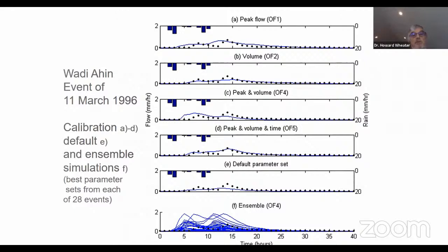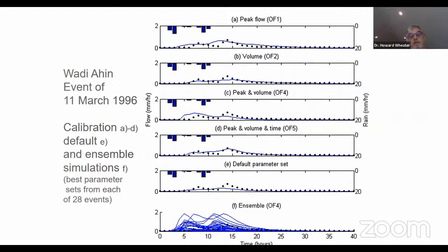This is a particular event, and we can fit a model to overland flow, to peak flow, or we can fit a model to the runoff volume. We get different parameters and slightly different results. But the bottom diagram here is probably the most interesting, because here we've got the best parameter sets taken from each of the 28 events and applied to this particular event of the 11th of March. And you can see how different the results are.